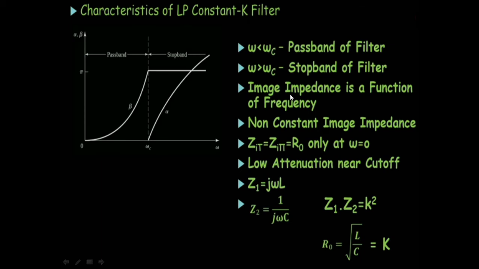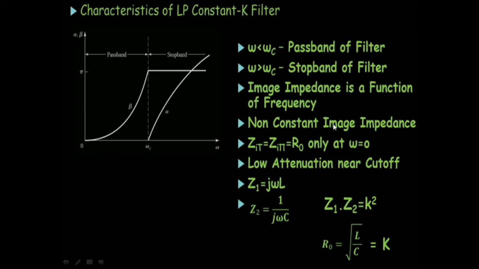உங்களுக்கு ஆல்ரெடி ஒரு ஃபார்முலாவில் பார்த்தீங்க, what's the formula? ZIT equal to root of L by C into 1 minus omega square LC, like that it will come. அந்த 1 minus omega square னு ஒரு term இருக்குல்ல, அந்த term என்னது, frequency. So the overall image impedance is a function of frequency.